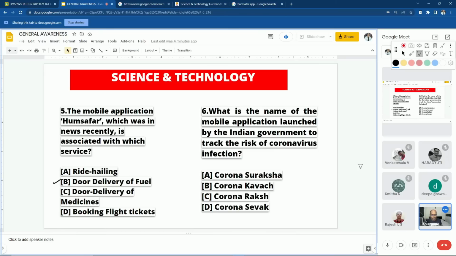Right. We will complete quickly. 5 minutes. We'll complete. 5 more questions are there. Venkatesh sir, quickly.